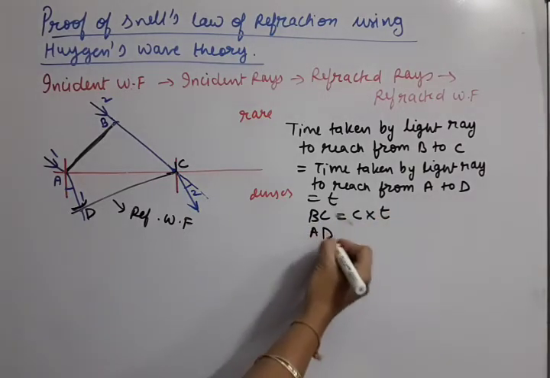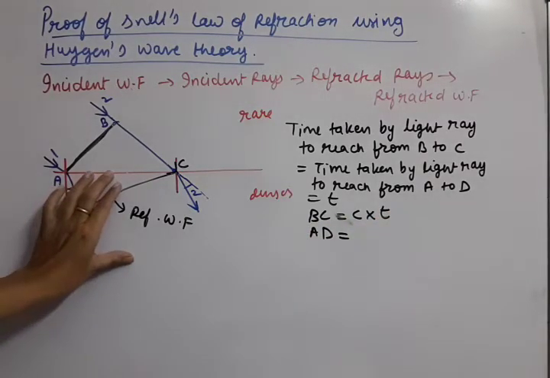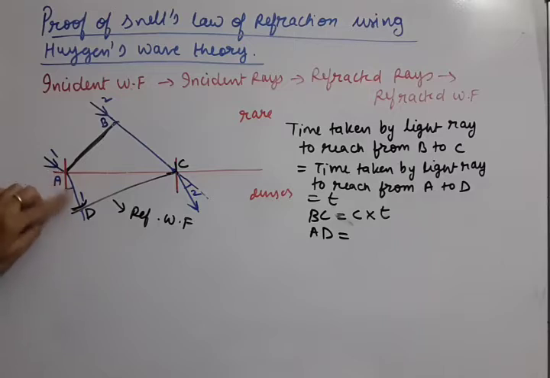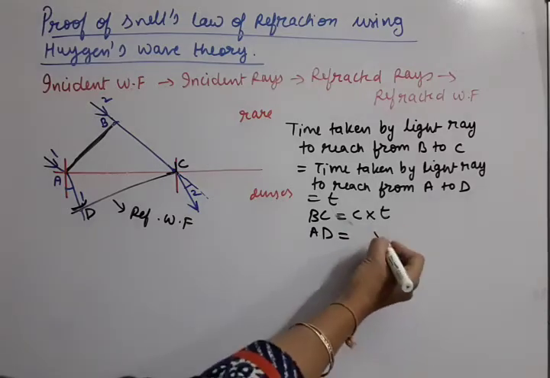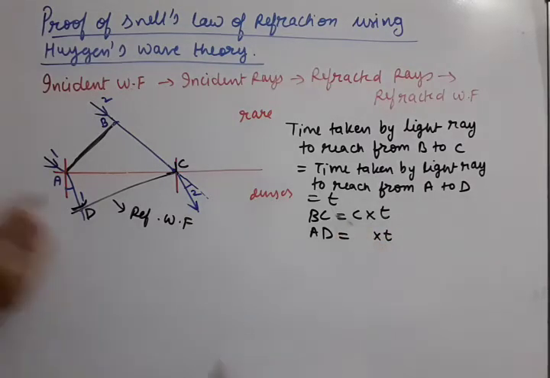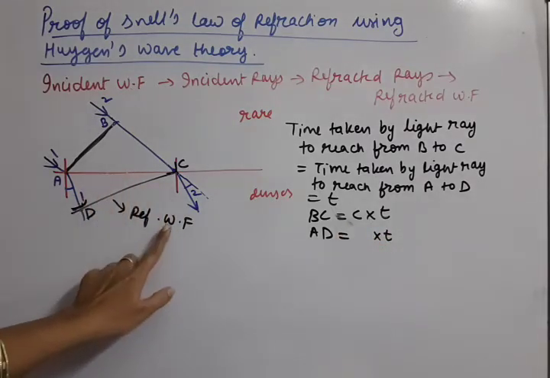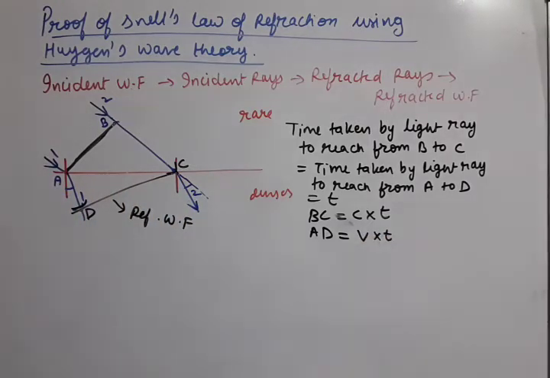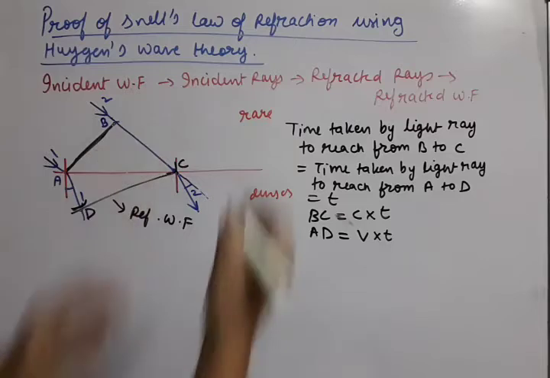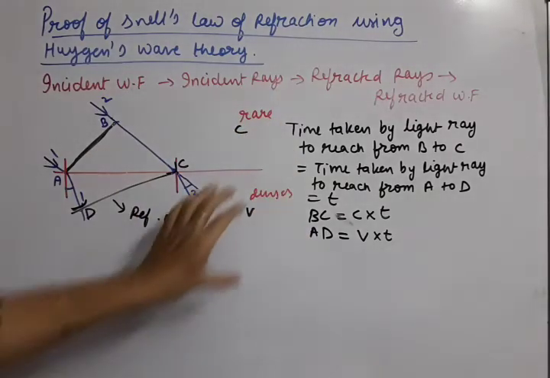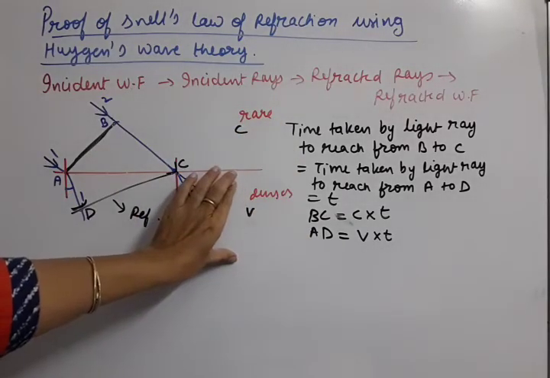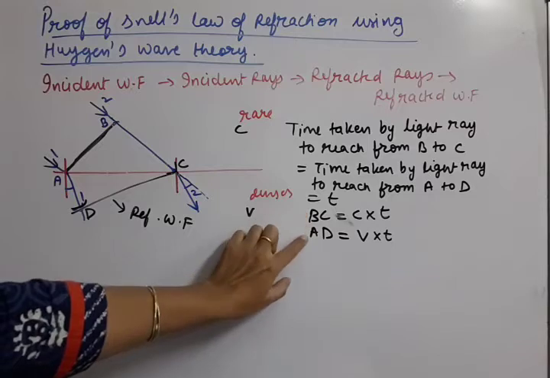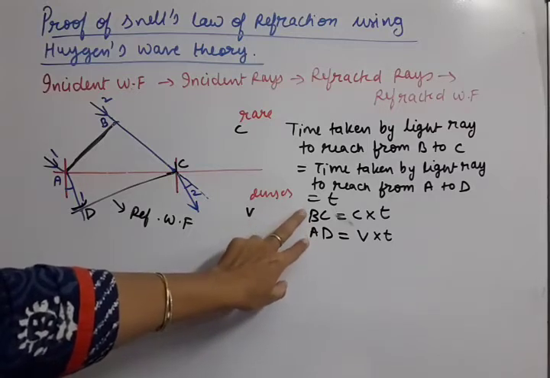Now come to the denser medium side. Light here is traveling in the denser medium, A to D. If we want to find the AD distance, distance is speed into time. Now what is the speed? Will it be still C here? No. The light's speed in a denser medium we will always call V. So here the light's speed is C and here the light's speed is V. This we already know. So BC and AD distances we have already calculated.